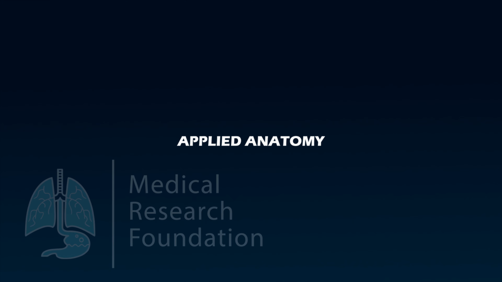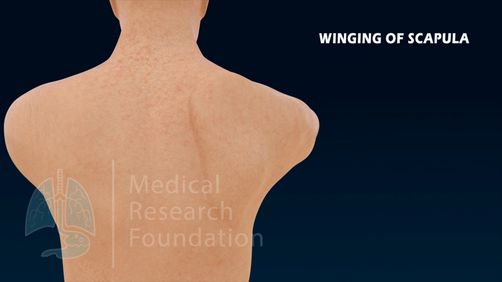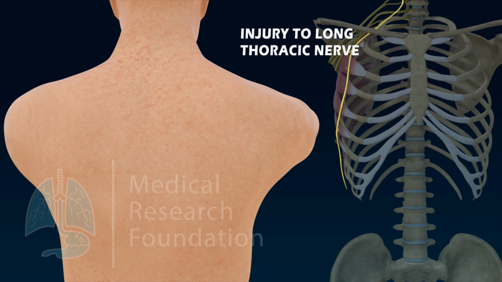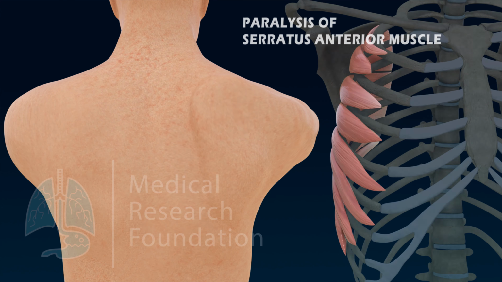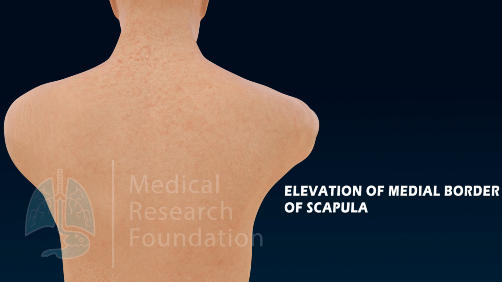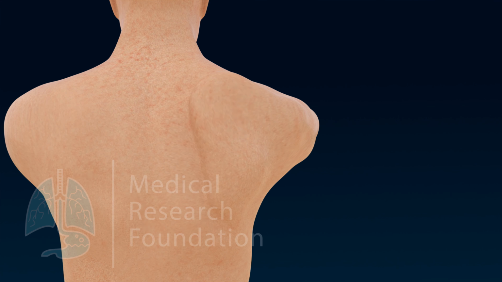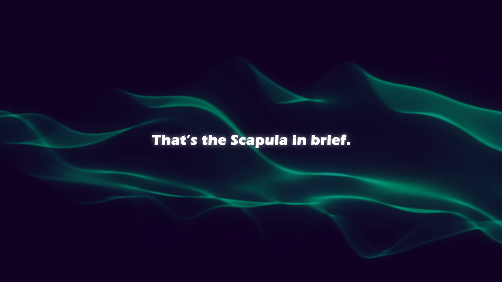Applied anatomy. Winging of scapula. Injury to long thoracic nerve leads to paralysis of serratus anterior muscle, leading to elevation of medial border of scapula. This condition is known as winging of scapula. That's the scapula in brief.